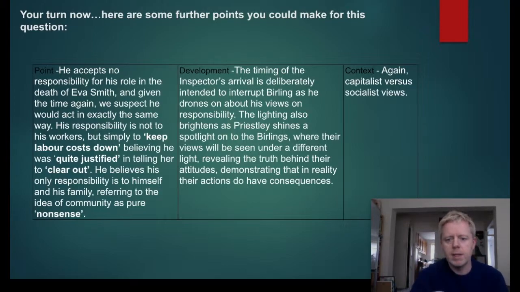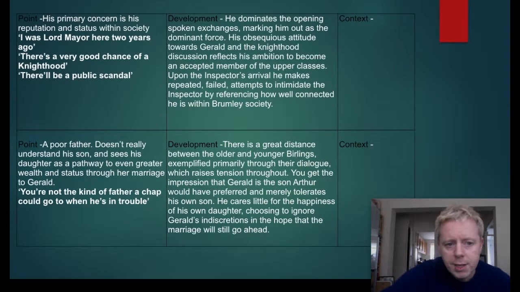Okay, you can read the development and the context bit yourself. Two further points you could make. His primary concern is his reputation and status within society, and there's some evidence to support that. Fourth point you could make, he's a poor father, doesn't really understand his son or his daughter, and sees his daughter as a pathway to even greater wealth and status through her marriage to Gerald, less concerned about her happiness. Okay, so there are further points that you can make.